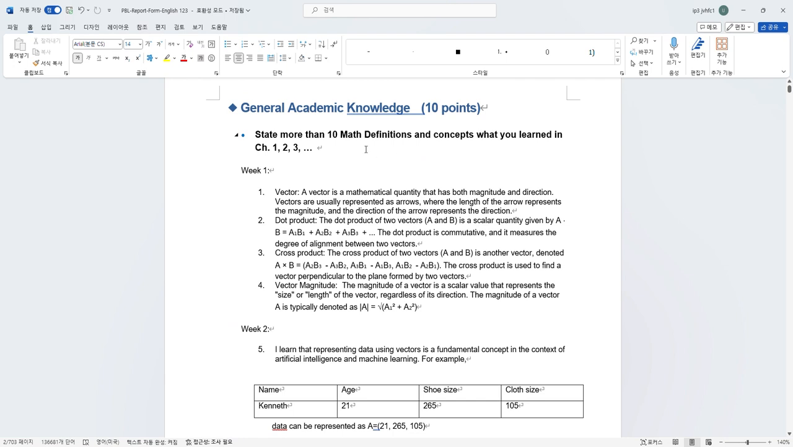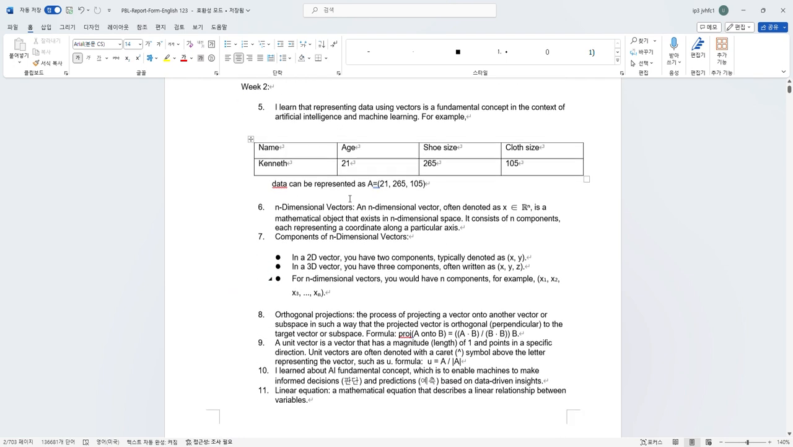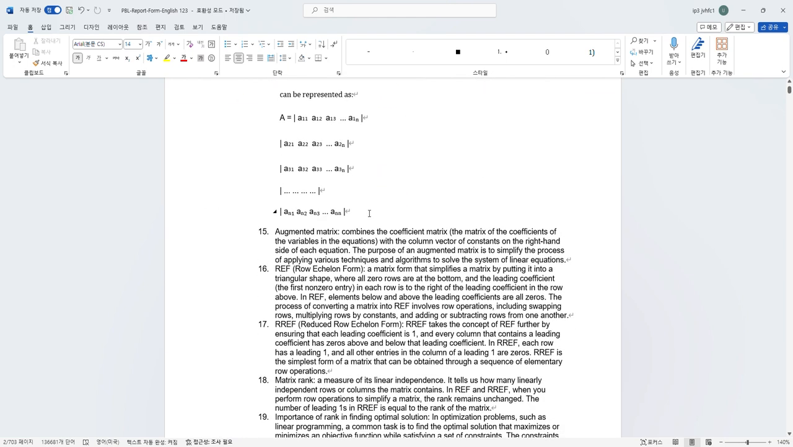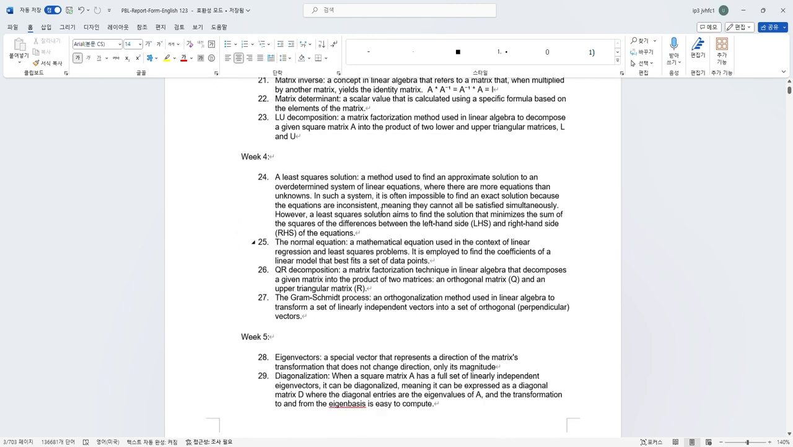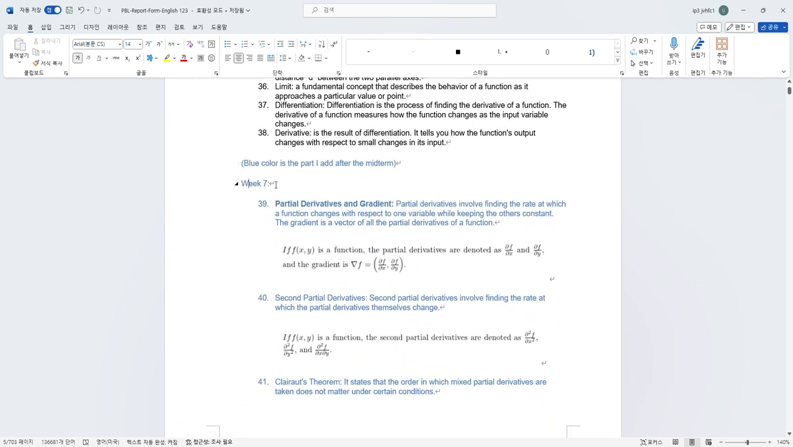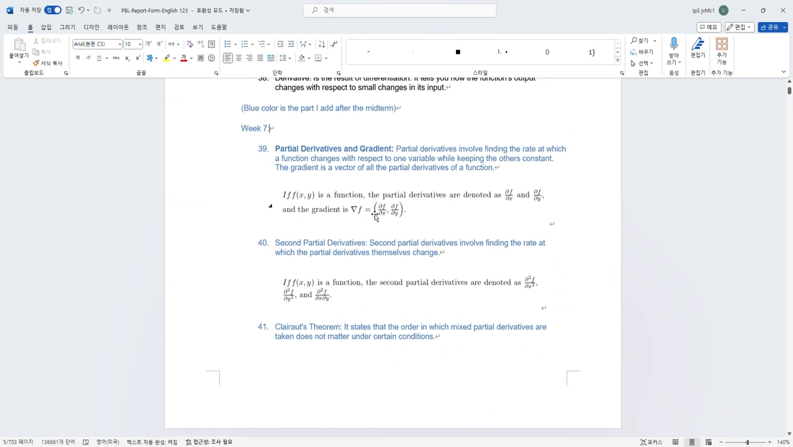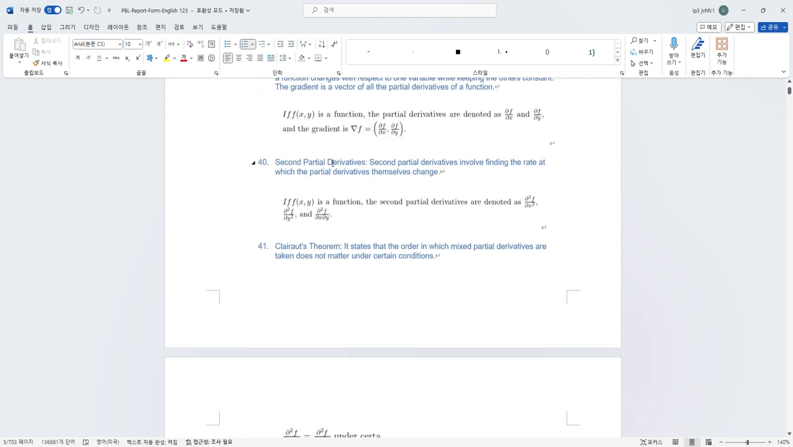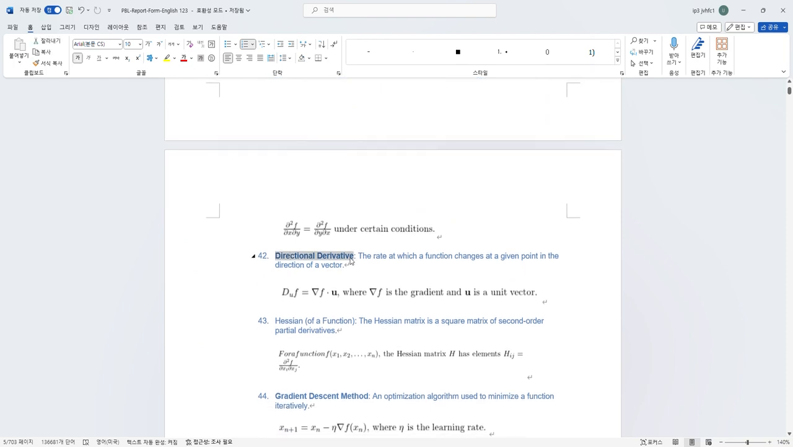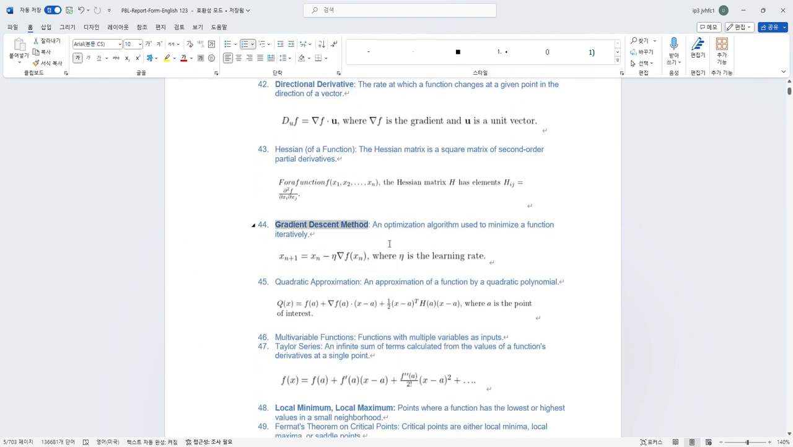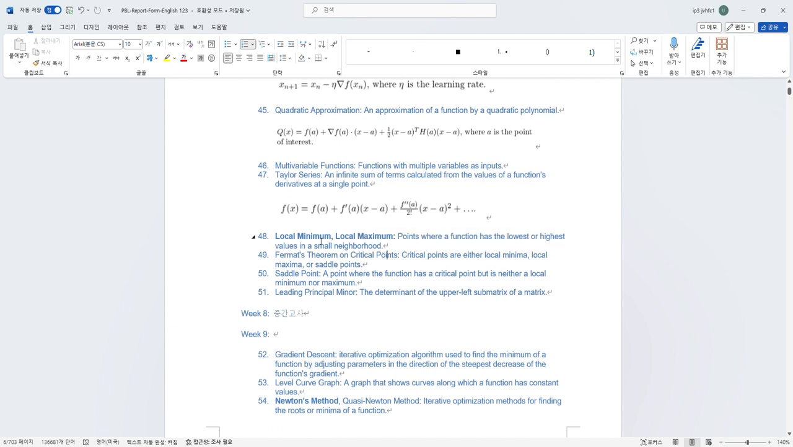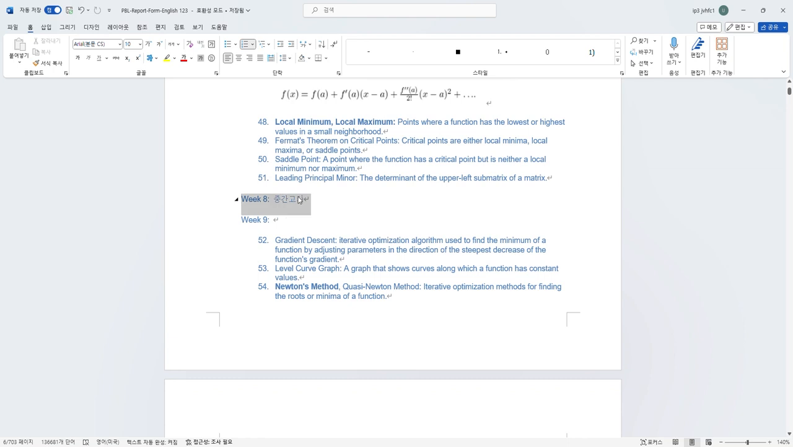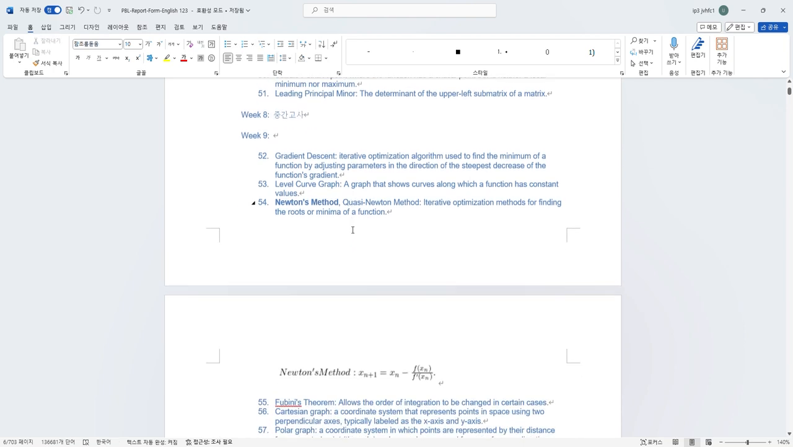Let's start. Since I have already discussed testing in the last presentation, I'll just skip it and go directly from week 7. During week 7, mostly I learned about partial derivatives and gradients, and most of them are related to partial derivatives, such as directional derivative and the gradient descent method. I also learned how to search for local minimum and local maximum. During week 8, it was the midterm, so I didn't learn anything.